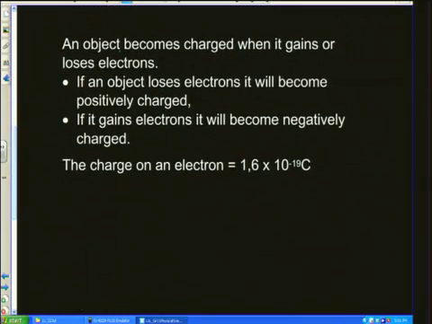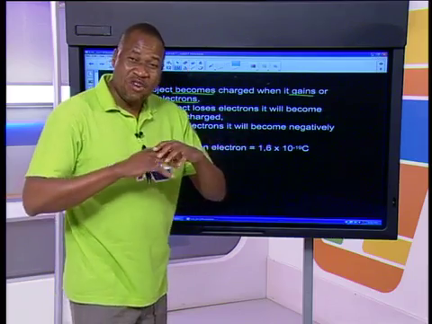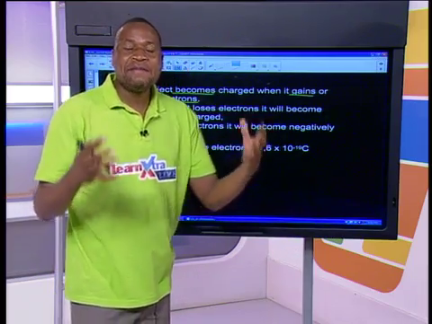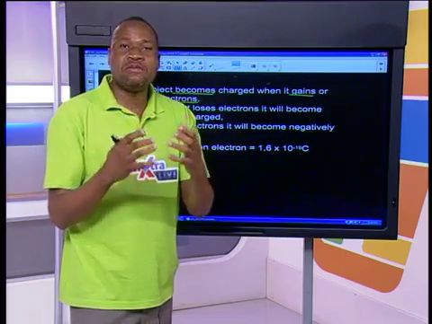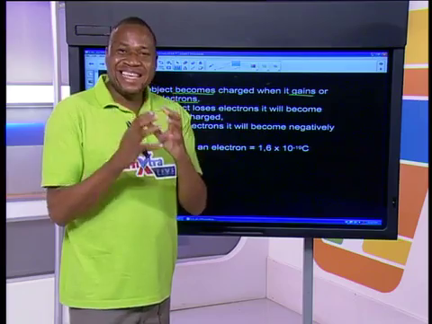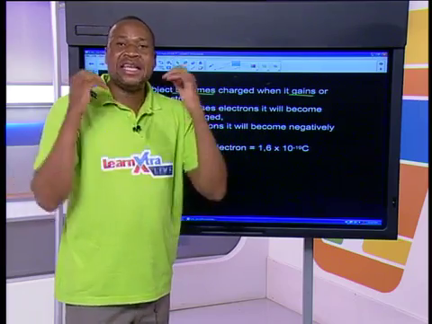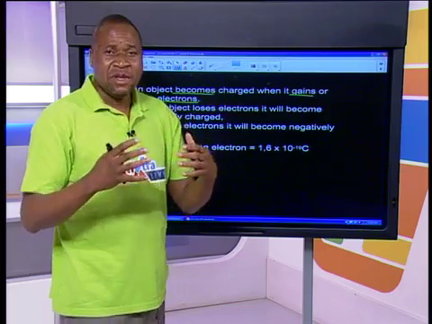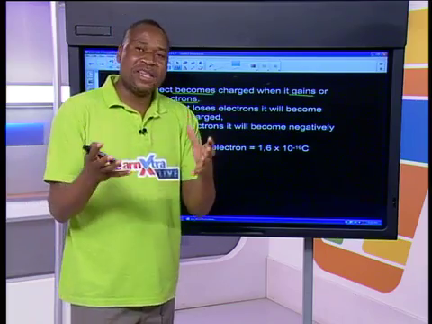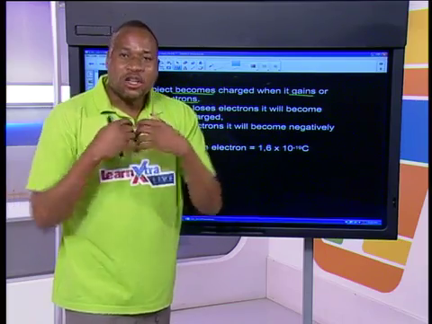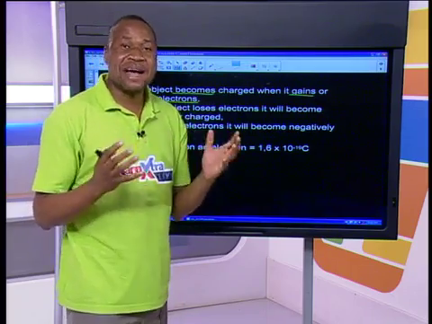An object becomes charged when it gains or loses electrons. Okay, so what actually happens here is that it's only electrons that move around. Remember that objects are made of atoms. Atoms have a nucleus where the positive charges are found, called protons, and the neutrons that are neutral. These ones are not moving. But around it, in energy shells, we've got what we call electrons. So when these electrons are gained by another object, that object becomes negatively charged. When these electrons are lost by an object, that object becomes positively charged.